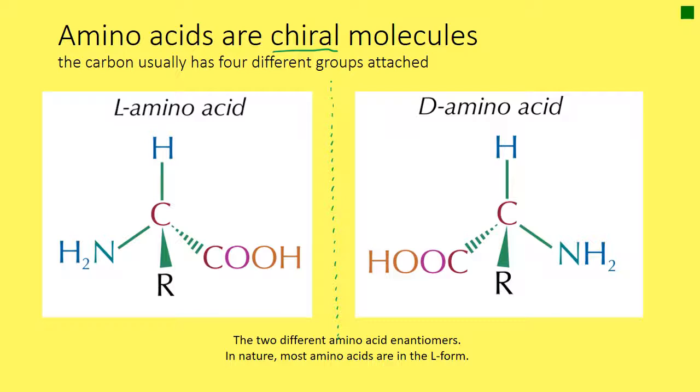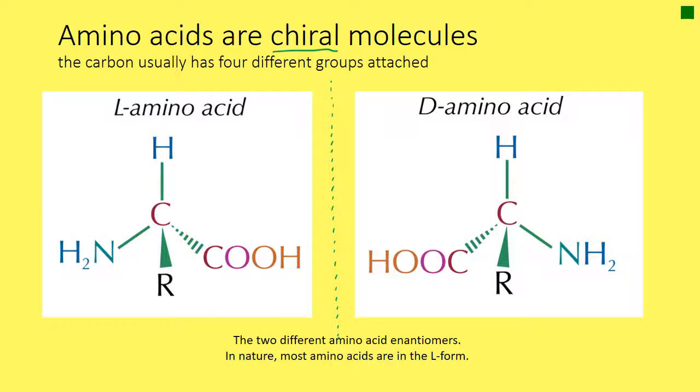And you might remember chirality from your biology GCSE when you studied thalidomide. So what we can say about chirality is these two amino acids, the L-amino acid and the D-amino acid, are enantiomers of each other. Now, in nature, most amino acids are in the L form, as it happens. You get the odd one that's in the D form, but most of them are in the L form. So that's the other feature of amino acids, as well as their amphoteric nature.